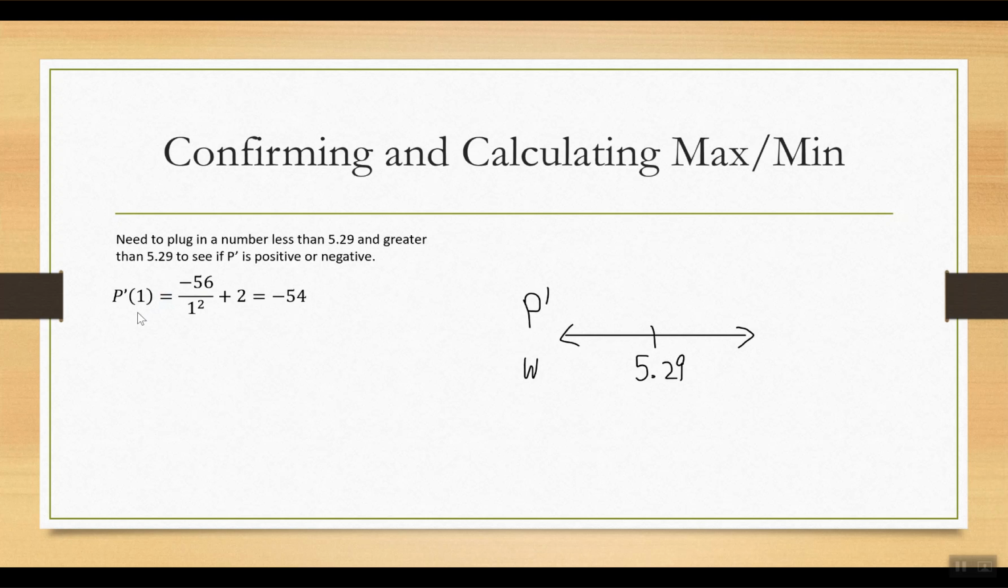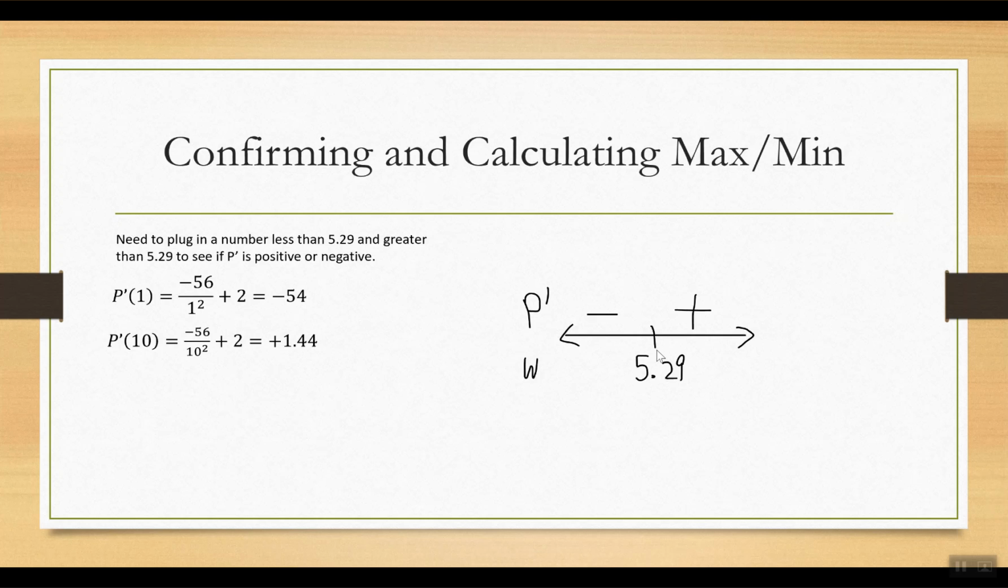So we put in a number that's less than 5.29. We know that p prime is negative, so that means if the width is less than 5.29, the slope of the perimeter equation is actually negative. And then when the width is bigger than 5.29, we know that p prime is positive. So that means when the width is bigger than 5.29, the slope of the perimeter equation is actually positive.